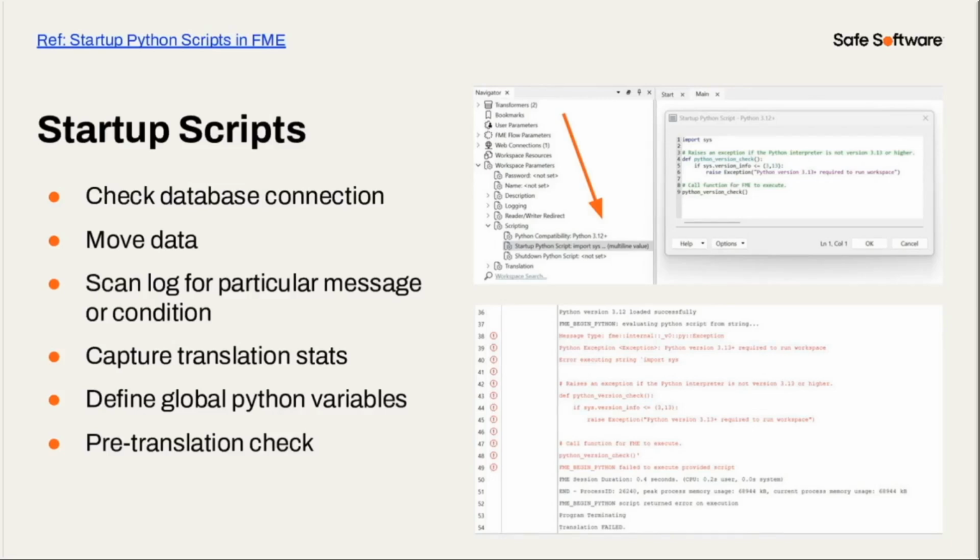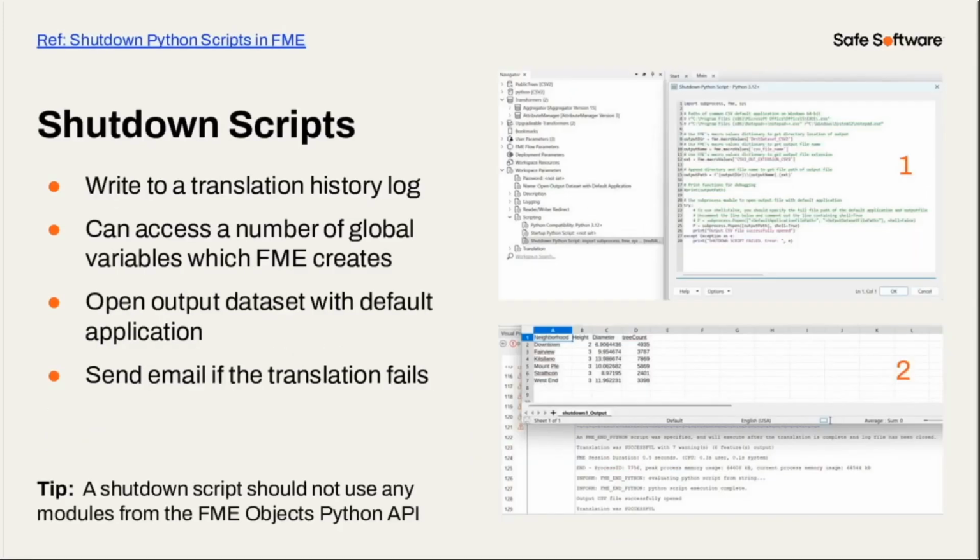And this was expected because the Python script was meant to raise that exception if the Python interpreter is not version 3.13 or higher. I've also referenced an article at the top that talks a bit more about startup scripts and gives you a few more examples.